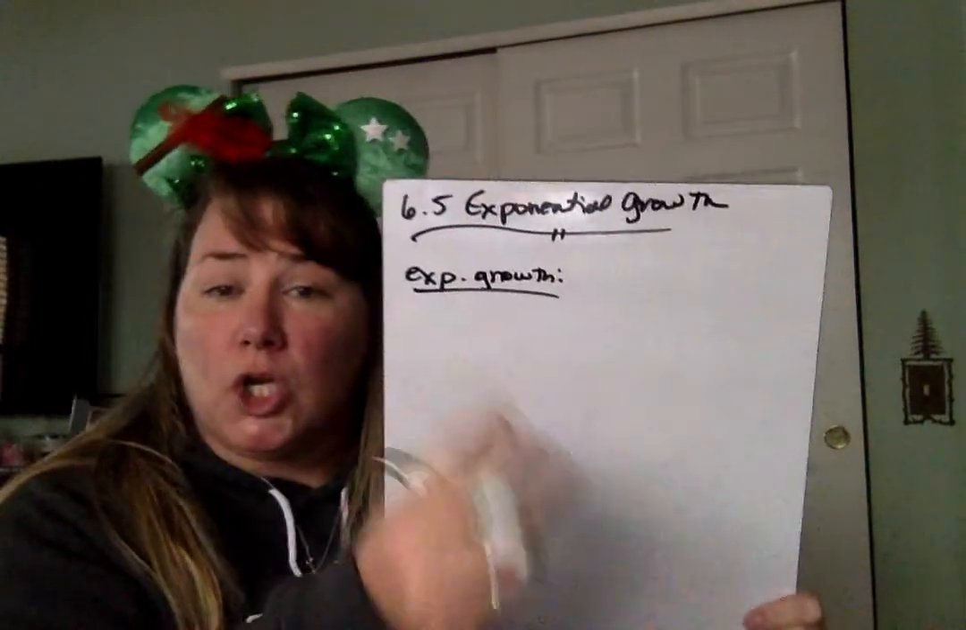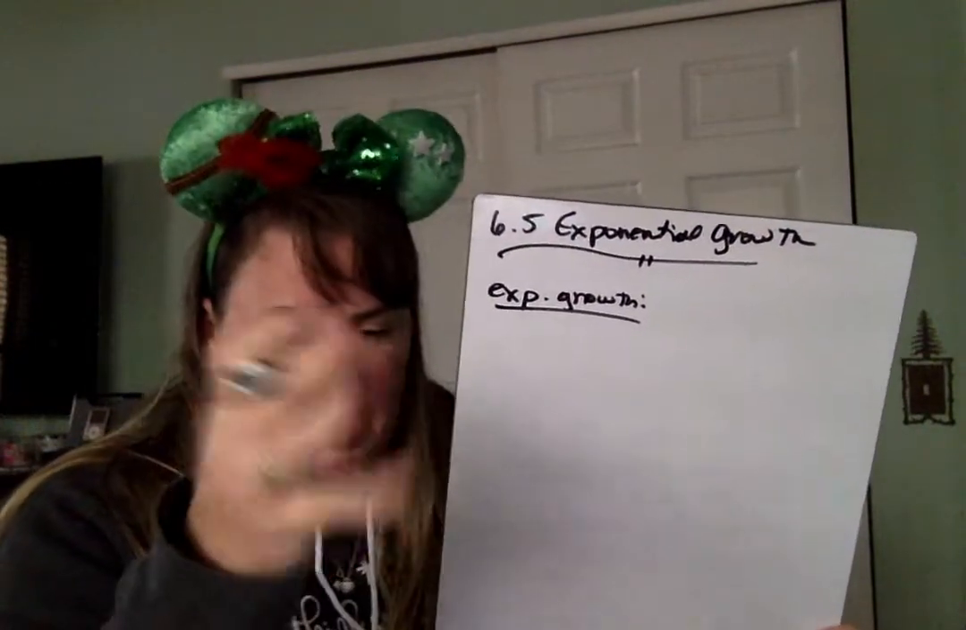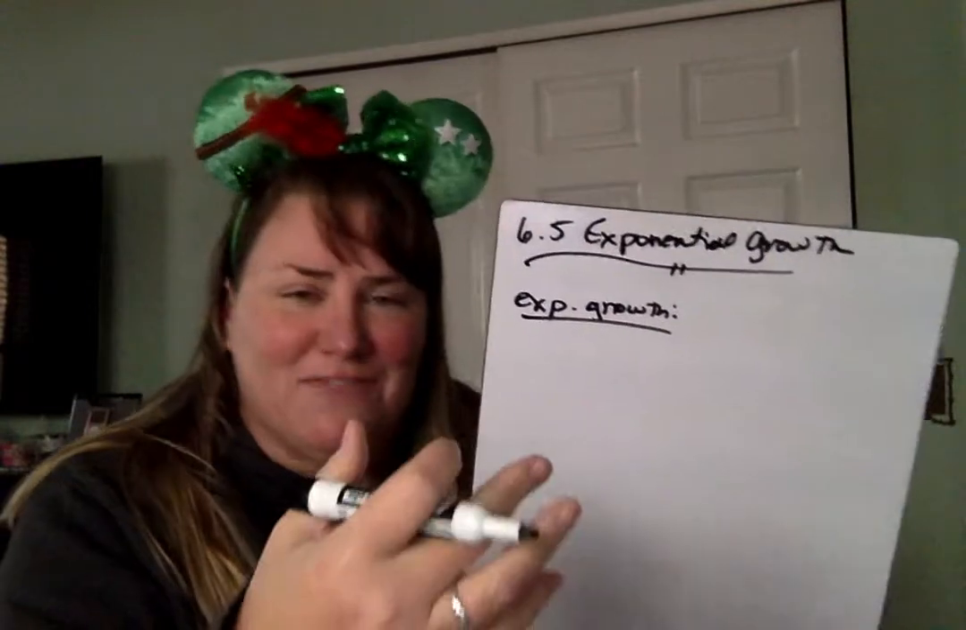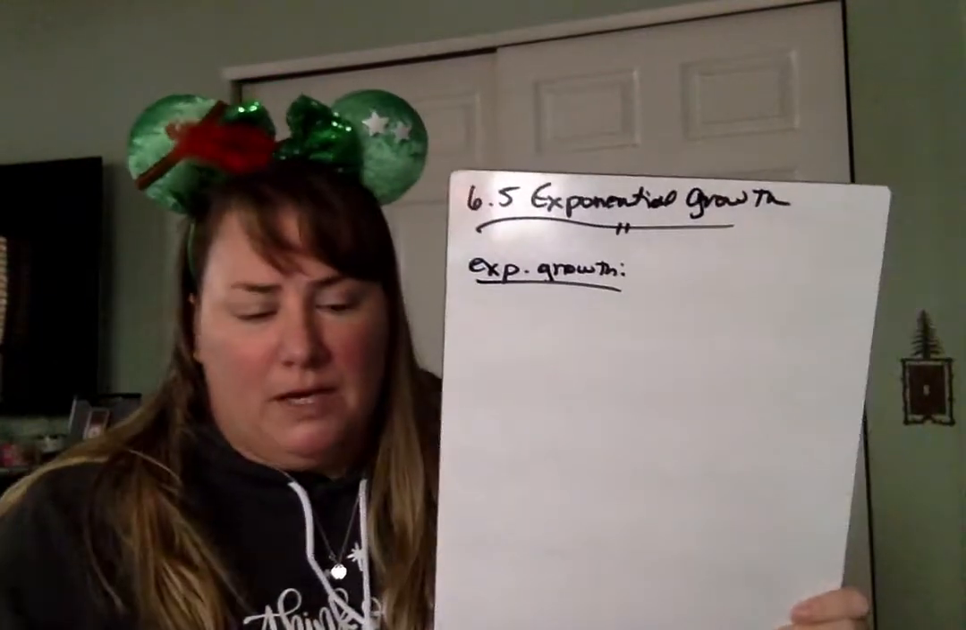Now, exponential growth occurs when a quantity, or something that you're talking about, increases by the same factor over the same amount of time. Okay? So it's a quantity that increases, as in changes and grows larger, not increases as in adding. It increases by the same factor over equal amounts of time.